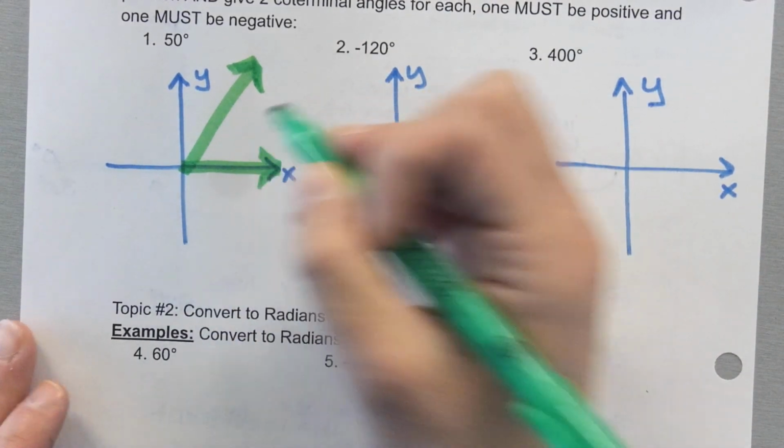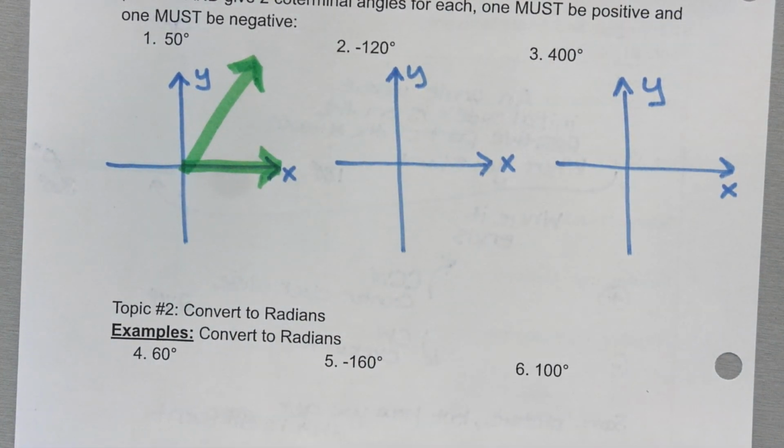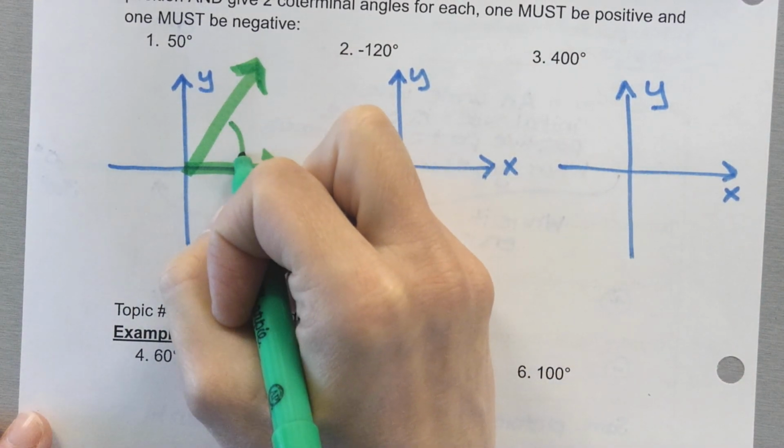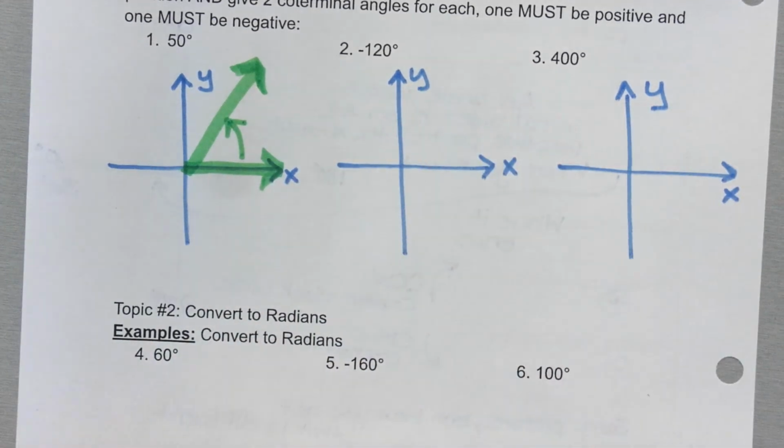Now, here's the other thing you have to put in there. So we've got our angle. It's about 50 degrees. We have to say how we got there. I started there and I went this direction, because that direction, that counterclockwise, is the positive direction. So this way is positive. I have to go that way if I'm making a positive angle.